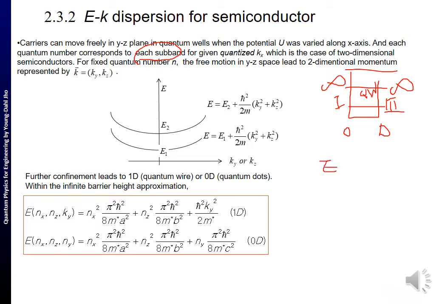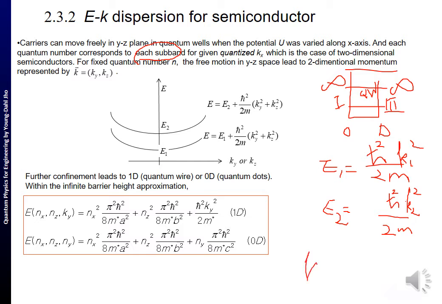E1 is shown as h bar square over 2m k1 square. E2 is h bar square over 2m k2 square, the square here, and the k value was previously calculated to be n pi over d. D was quantum well width.